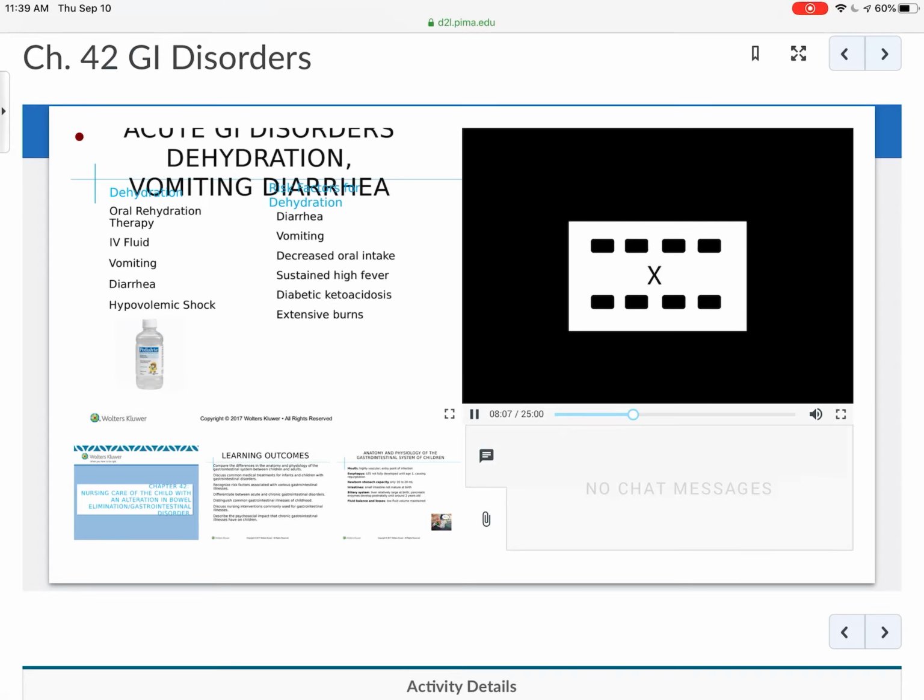Some of the GI disorders that we talk about with kids that we're really worried about is dehydration, vomiting, and diarrhea. So they can't compensate very much. They're more at risk for hypovolemic shock. They can be dehydrated very, very early on. A couple poops, a couple throw-ups, and they are already dehydrated. So we don't want to ever get to the point where they are going into hypovolemic shock because they can deteriorate very, very quickly. So we want to be able to address that.